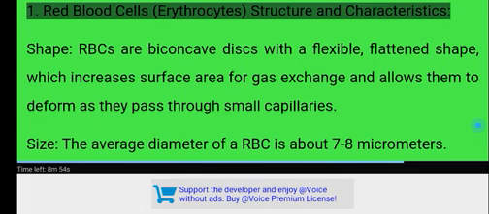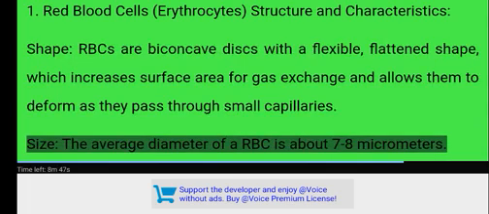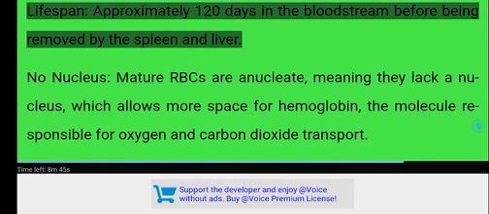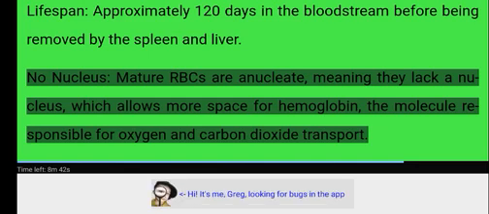1. Red blood cells, erythrocytes: structure and characteristics. Shape. RBCs are biconcave discs with a flexible, flattened shape, which increases surface area for gas exchange and allows them to deform as they pass through small capillaries. Size. The average diameter of an RBC is about 7 to 8 micrometers. Lifespan. Approximately 120 days in the bloodstream before being removed by the spleen and liver. No nucleus. Mature RBCs are enucleate, meaning they lack a nucleus, which allows more space for hemoglobin, the molecule responsible for oxygen and carbon dioxide transport.